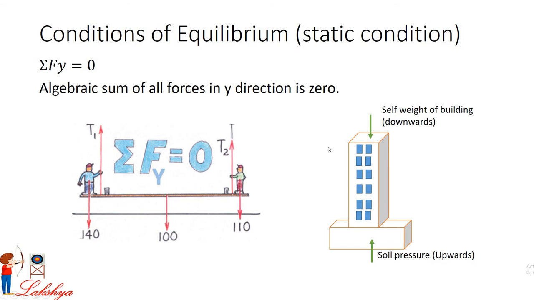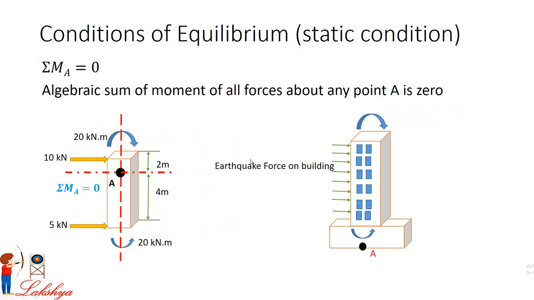Now you can consider the same by a very simple example. Here the self weight of the body is acting downwards, and the soil pressure is acting in the upward direction, and the summation of these two forces is ultimately 0 because both are the same. The self weight will again be taken care of by the soil pressure, right? So finally the summation of force is 0. So there is no translation in the y direction.